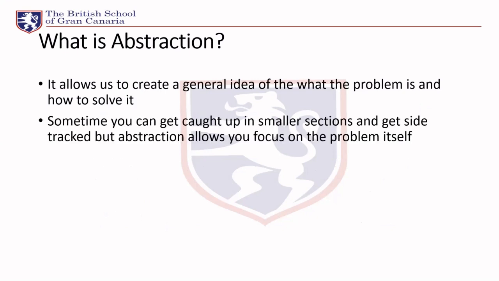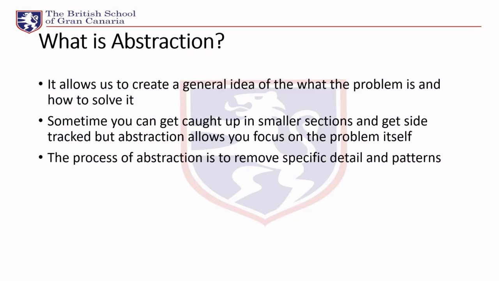Sometimes you can get caught up in smaller sections. Now, the great thing about pattern recognition is that it solves smaller problems. But then sometimes we can end up being caught up in solving these smaller problems and just forgetting what the problem ever was in the first place. So the process of abstraction is to remove specific details and patterns, and then this becomes our model.